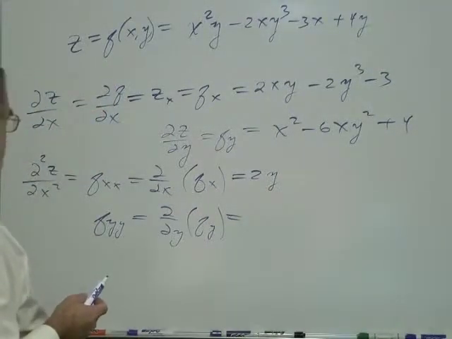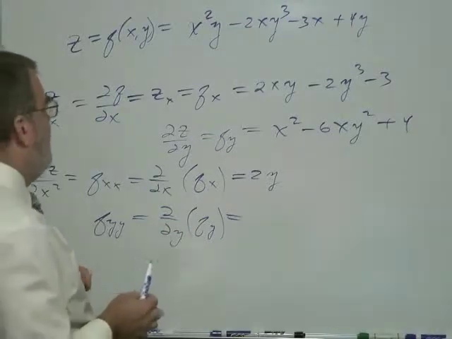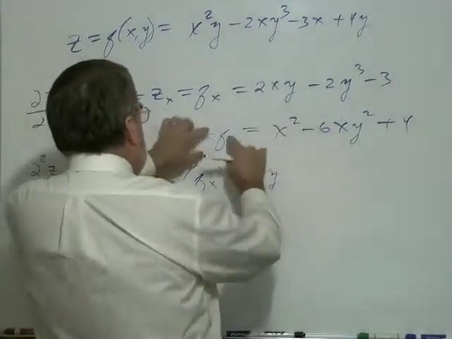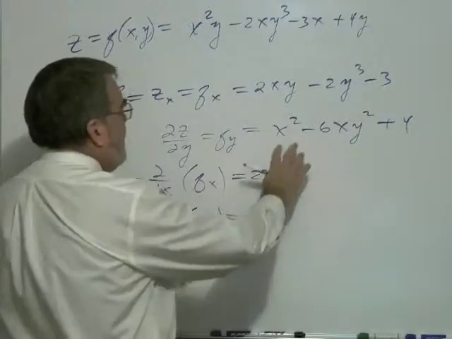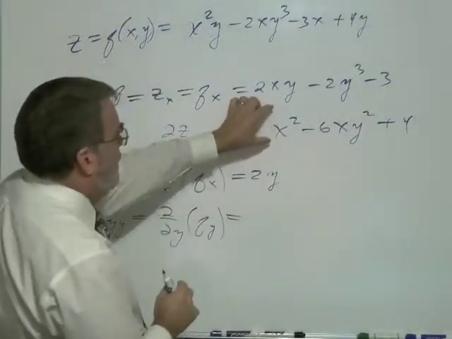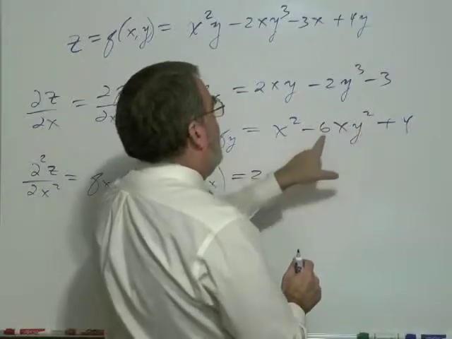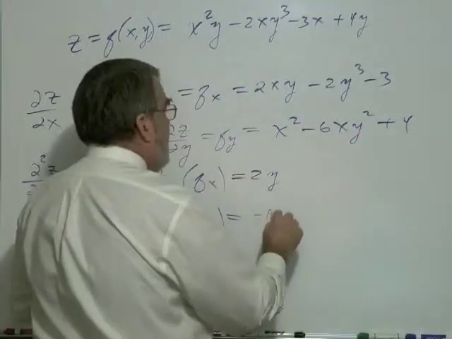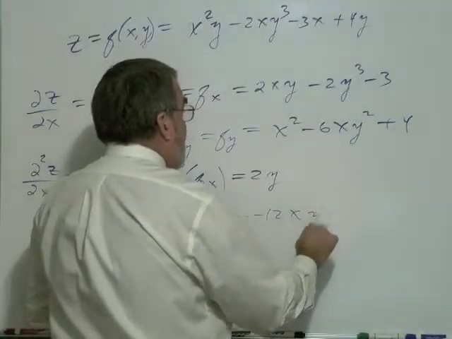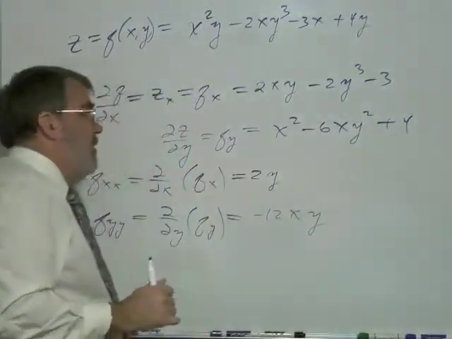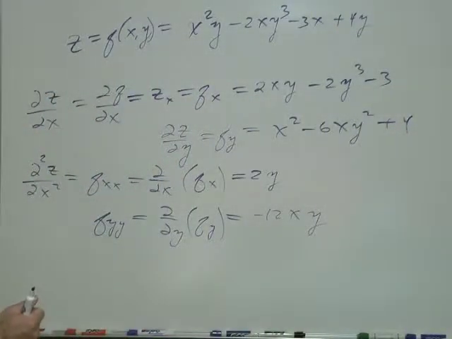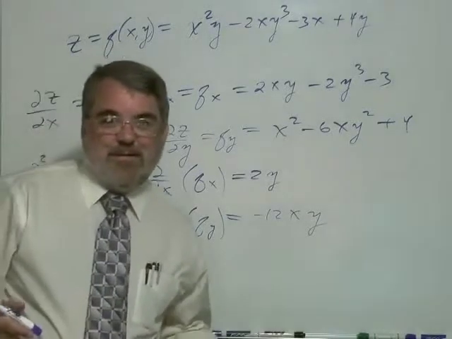Okay, now then, here, if I take this partial derivative with respect to y, I'll get 0, and then this derivative is 2y times negative 6x, so that's minus 12xy, and that part will be 0. Alright, so that's the two second partial derivatives.